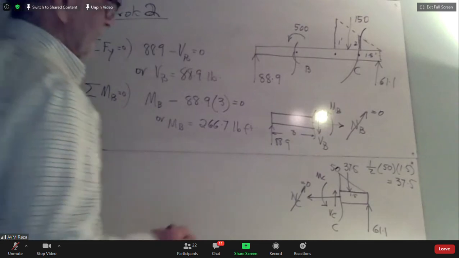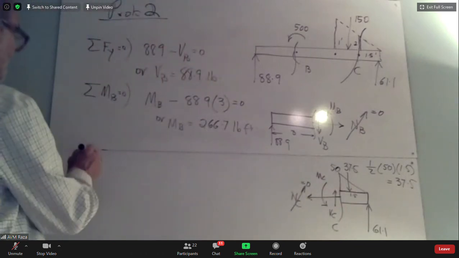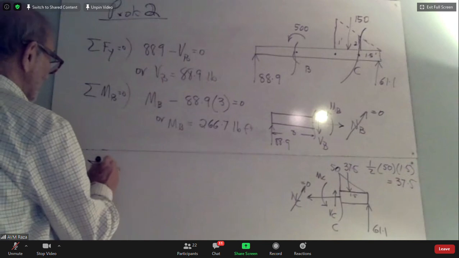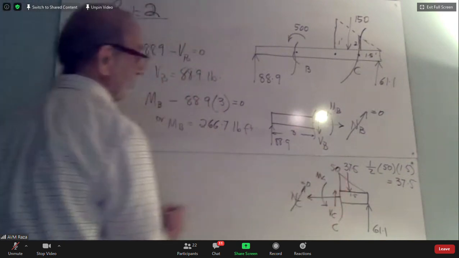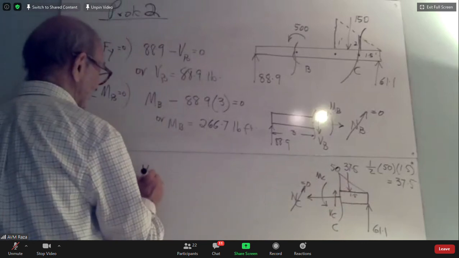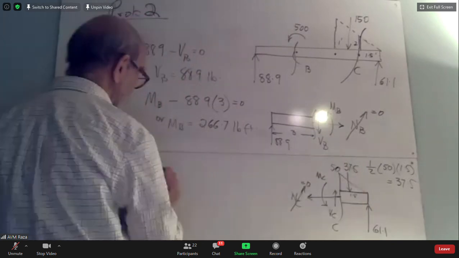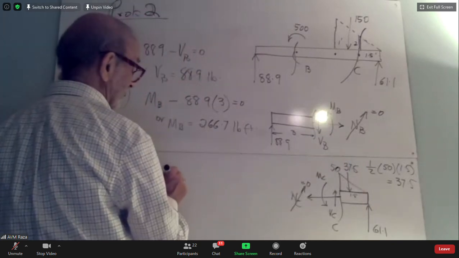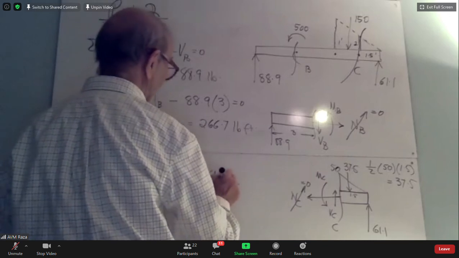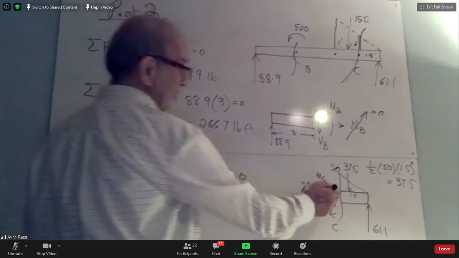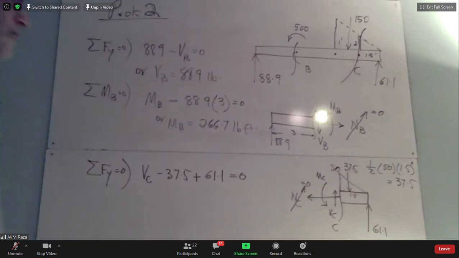What about the others now? Let's try to find the others. So to do that, we do sum of forces in y direction equal to 0. That gets me what? For the equations of equilibrium, this is positive VC, and then the only other one is minus 37.5, and then another one plus 61.1 equal to 0. These are the 3 forces in y direction: 1, 2, 3. I have taken into account all 3.